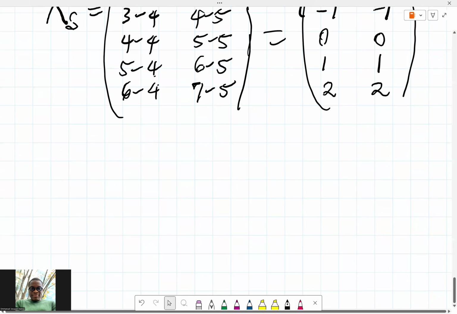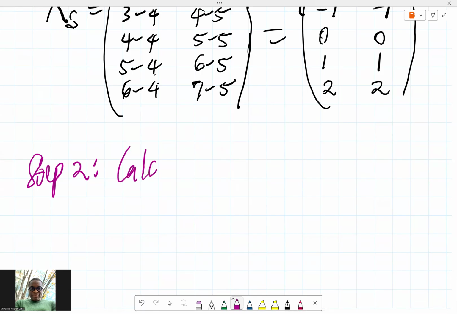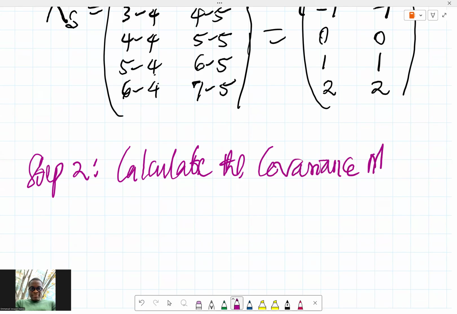So let's go for the second step. For step 2, we calculate the covariance matrix.